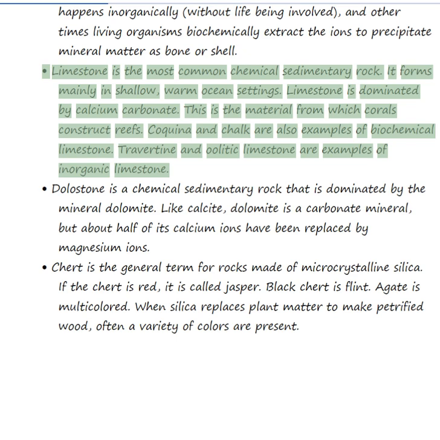It forms mainly in shallow, warm ocean settings. Limestone is dominated by calcium carbonate. This is the material from which corals construct reefs. Coquina and chalk are also examples of biochemical limestone. Travertine and oolitic limestone are examples of inorganic limestone.